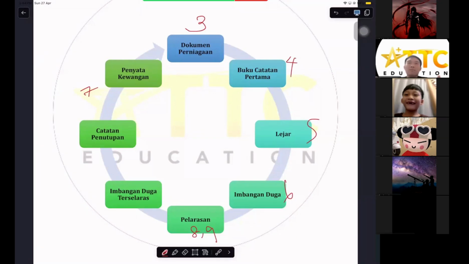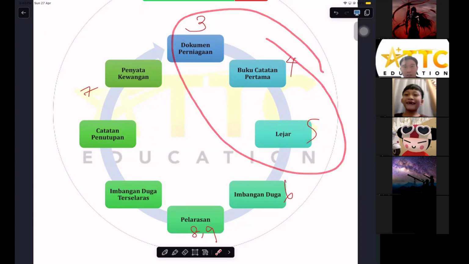Document. Then buku catatan pertama. Then now ledger. So most of us already cover this part here. Okay, most is this. Some around here. Our normal class in Zoom, the weekly ones, we are already in ledger. So next week we'll be covering one shot all these 3 as a revision.